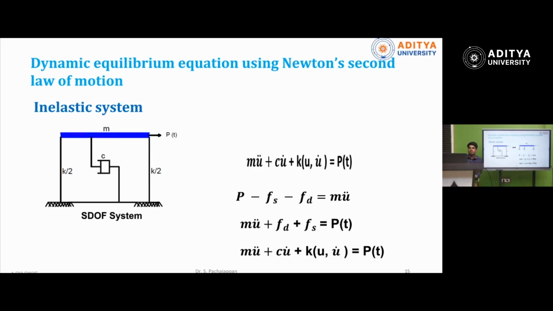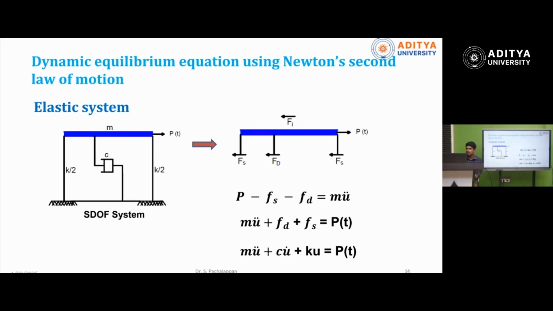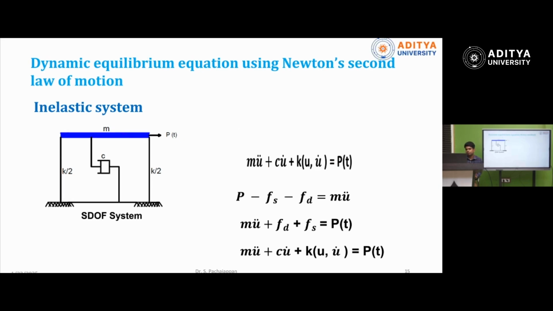So whatever we discussed, this equation of motion is for an elastic system. If the system behaves inelastically, you observe here the stiffness in the equation of motion, the k u term, the stiffness is only a function of displacement here. If the system is inelastic, then the stiffness is a function of velocity also. Displacement as well as the velocity. So that is the difference between the linear system and the nonlinear system.